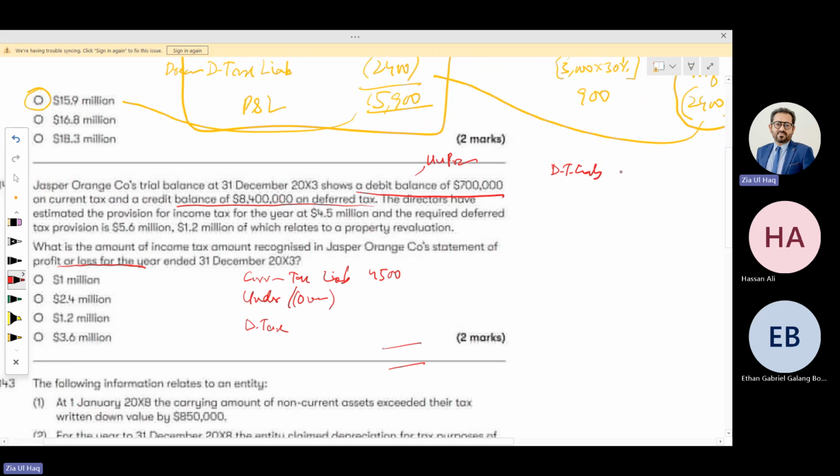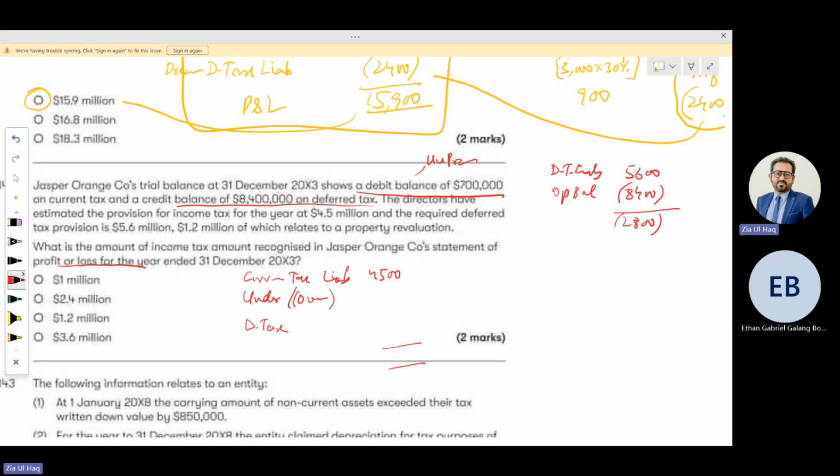So deferred tax liability is given as 5,600. Is there any opening balance? How much is that? 8,400. So we have a negative balance of how much? 2,800. Out of this, 1.2 million relates to property valuation, in revaluation. So what is remaining for other profit? 4,000 positive or negative? Negative. That will be adjusted here, and under provision of 700 should be added.